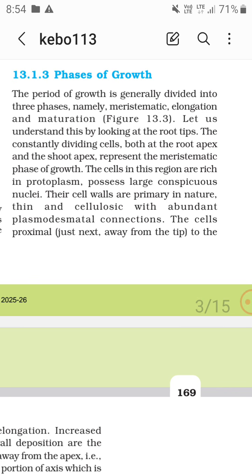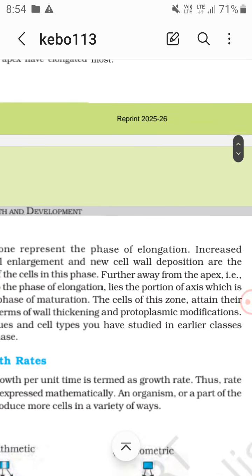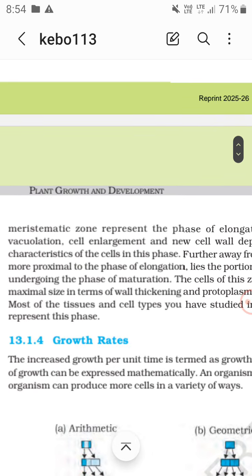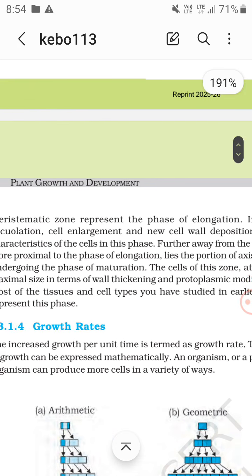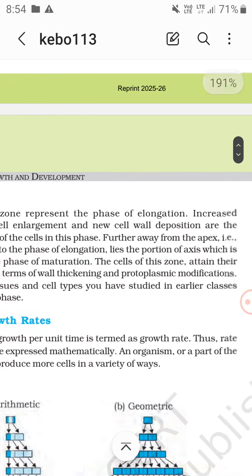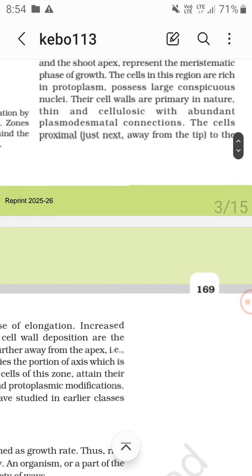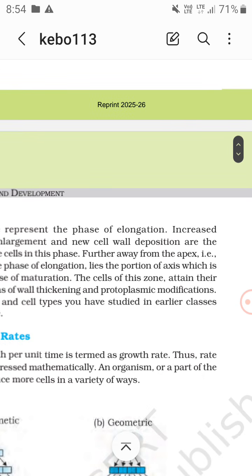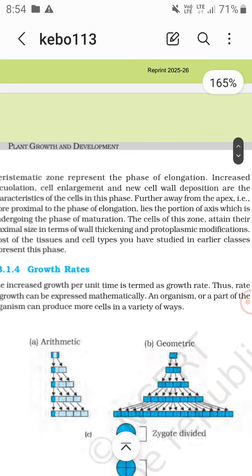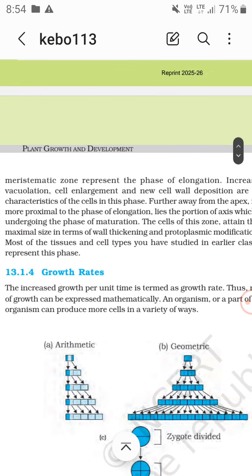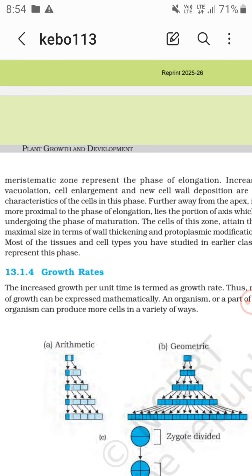Now the cells proximal, just next to the meristematic zone, represent the phase of elongation. So after the meristematic zone is the phase of elongation. Just proximal, there is increased vacuolation, the vacuole being a kind of space in the plant cell.